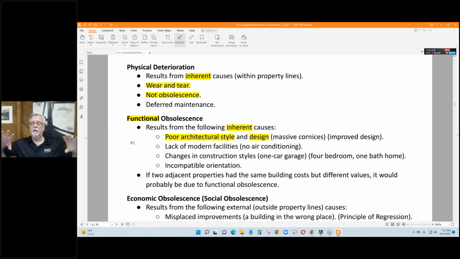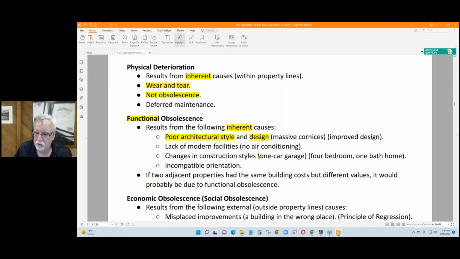If you've seen a really old building, like maybe an old movie theater, and along the roof there's this decorative strip, sometimes gold leaf, and then at the corners are gargoyle heads and things like that. Those things are called cornices, not really in style anymore. Lack of modern facilities, like no air conditioning, would be a functional issue.